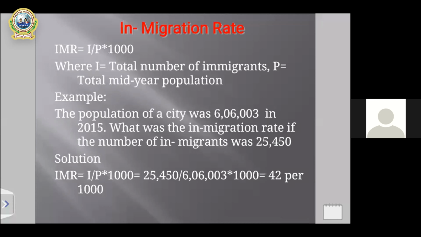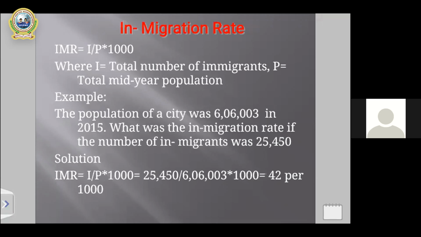So there is a formula of IMR. The most important thing is the formula, which is very essential. In the previous class also, I told you that with the help of the formula, we can easily calculate the numerical problems of different demographic measurements, right? IMR equals capital I divided by capital P multiplied by 1000. Once again, capital I divided by capital P multiplied by 1000.